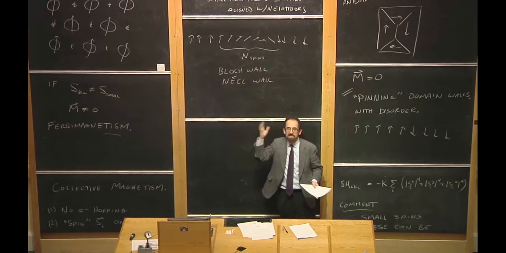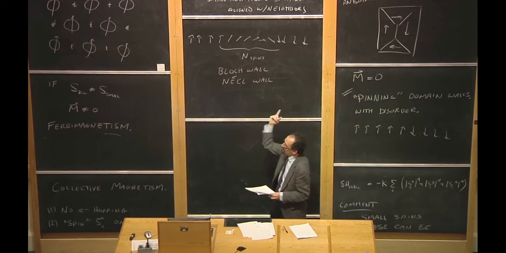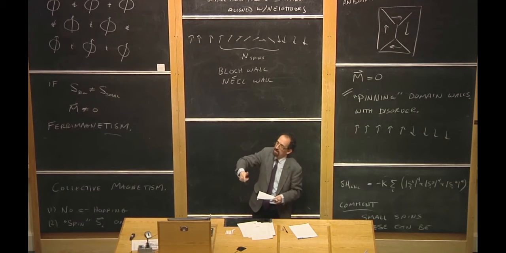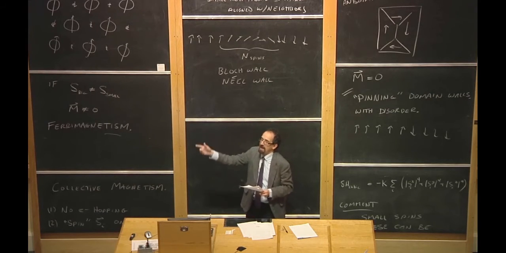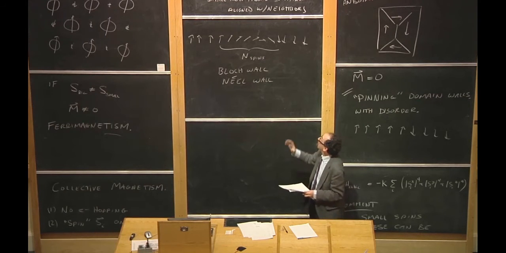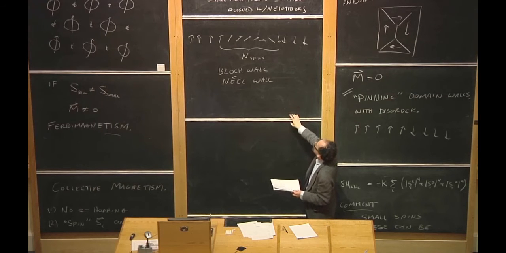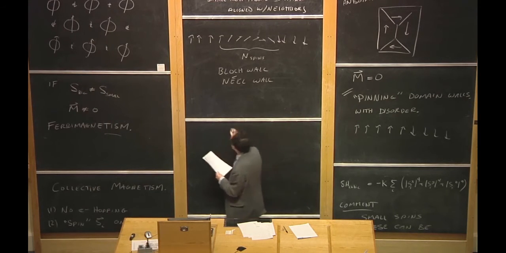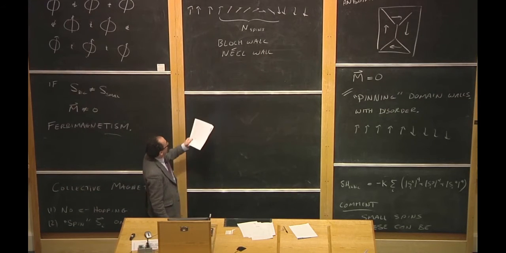Okay, there is a slight difference between a Bloch wall and a Néel wall. It depends on whether the rotation of the spin is in the plane of these atoms or it's transverse to the plane of the atoms. It's a detail that you probably don't have to worry about, but there's a slight difference between the two. At any rate, I think what I've drawn here is actually a Bloch wall. So let's try to calculate the energy of this.